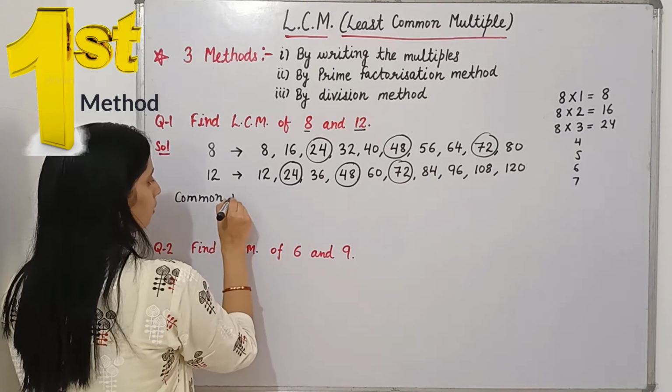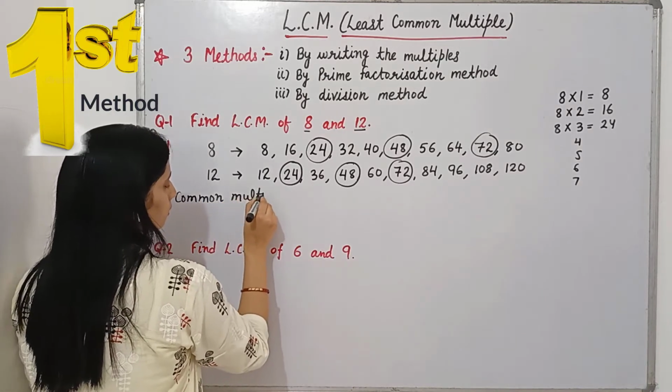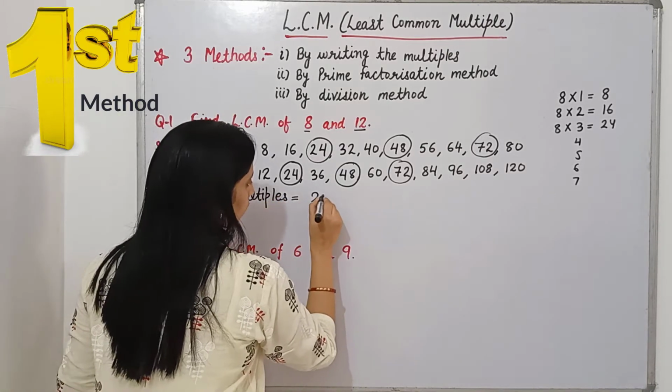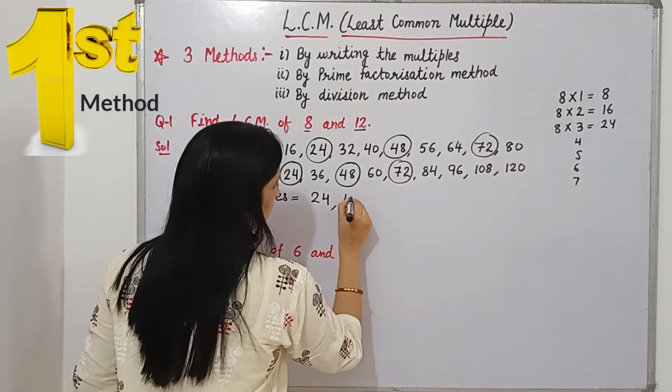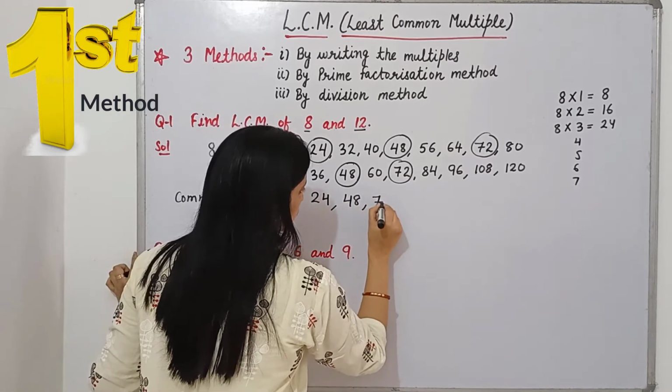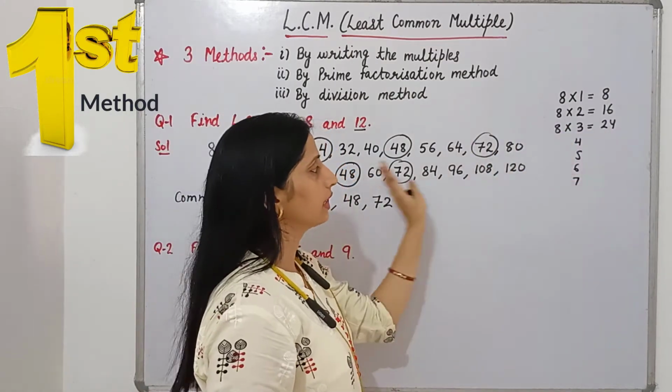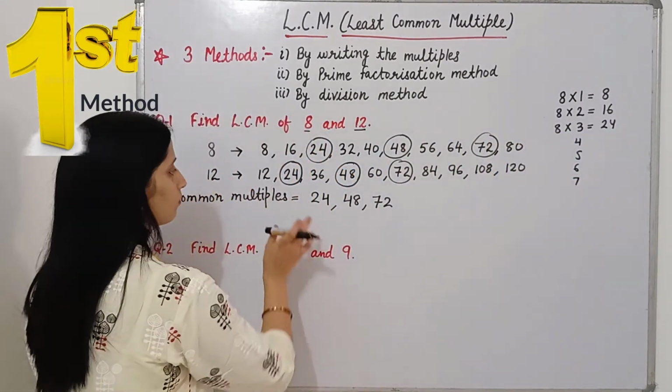Common multiples. What are the common multiples? 24, 48, 72 and so on. If we extend these multiples, we will get some more common multiples.